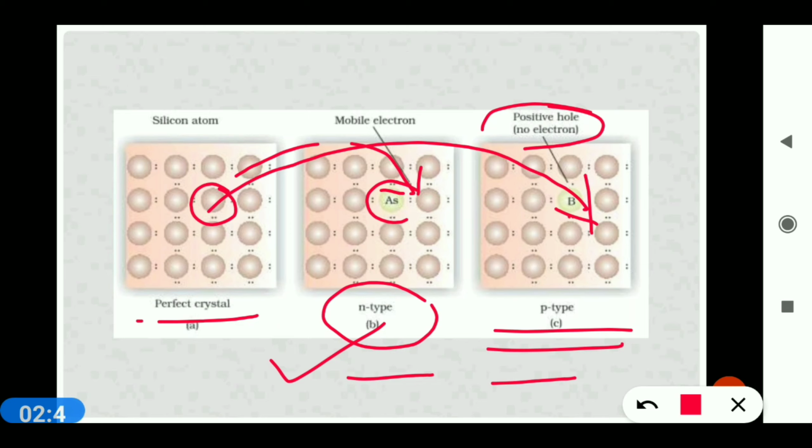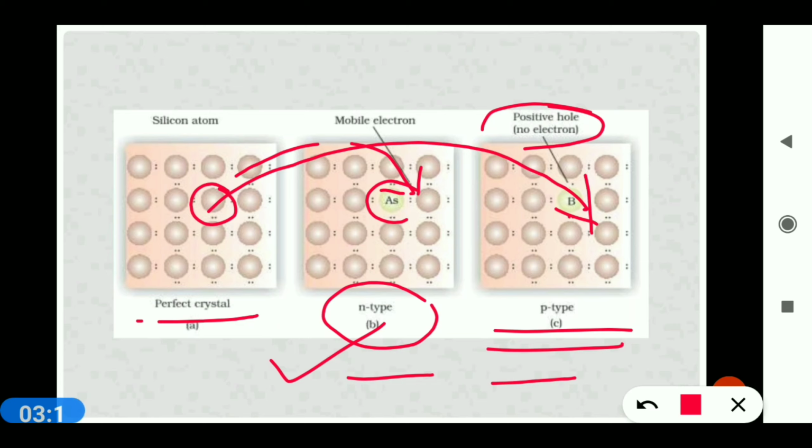So here your chapter ends. 2 more topics are there, that is electrical properties of crystals and magnetic properties of crystals. These 2 topics are deleted this year due to COVID-19. So we are not going to discuss the electrical and magnetic properties of crystals. So here this is all about the solid state.